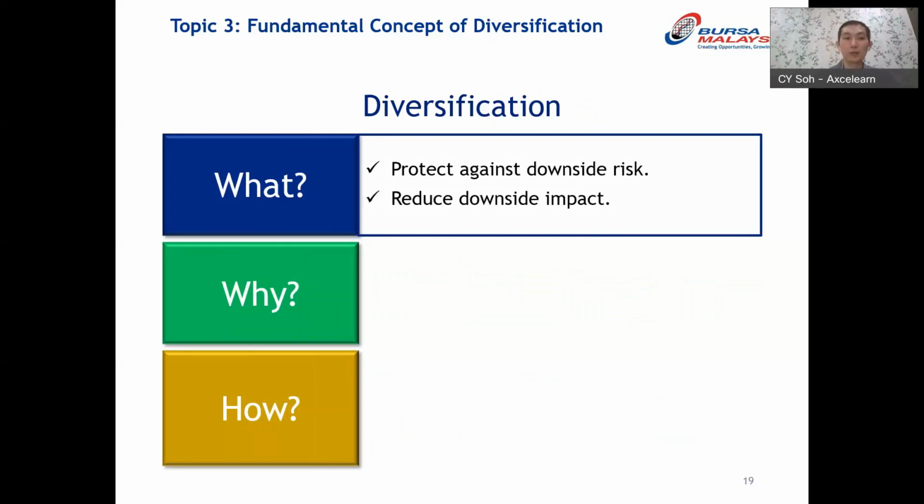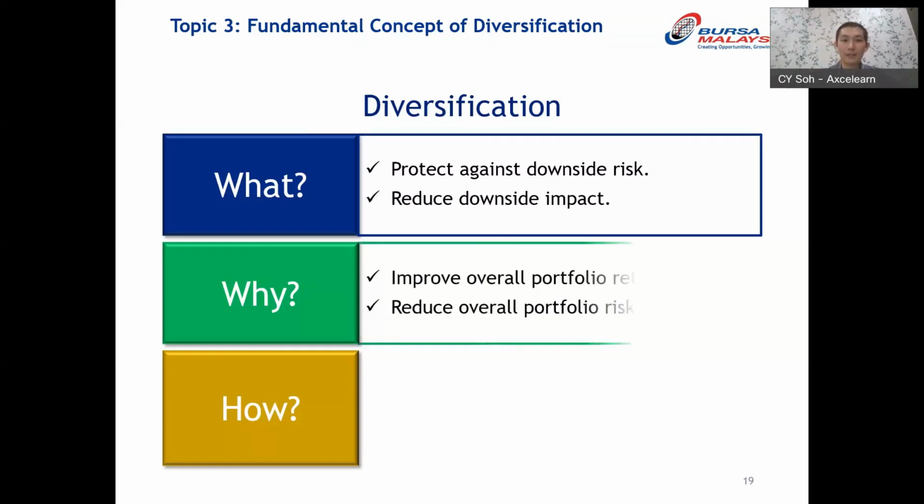By reducing downside impact. So let's say, for example, when the stock market crashes, let's say in Malaysia, the FKLI is down by 20%. If you were to put all your money into stocks, tentatively your stocks would be down by 20% following the market, right? However, if your portfolio is well diversified and you spread out your money into different asset classes, maybe your portfolio is only down by 10% or even less than the market, right?